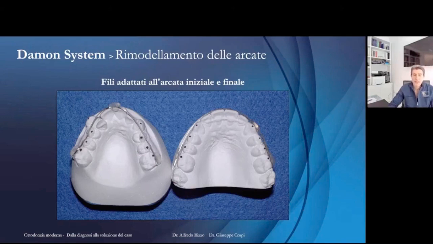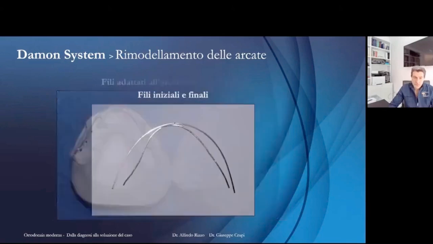This is the work done by Dr. Damon himself, where we can see how on the models he adapts the arch wires on the cusps of the upper jaw, in the crowding case, at the beginning of the treatment and after the treatment. He does it with an extremely nice result.